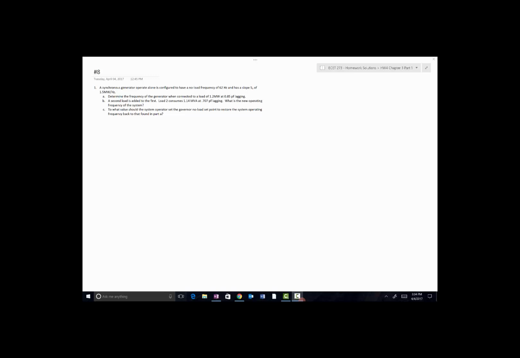Homework solution 4.8. A synchronous generator operating alone is configured to have a no-load frequency of 62 Hz and has a slope of 1.5 megawatts per hertz. Determine the frequency of the generator when connected to a load of 1.2 megawatt at 0.85 power factor lagging. A second load is added to the first. Load 2 consumes 1.14 MVA at 0.707 power factor lagging. What's the new operating frequency of the system?